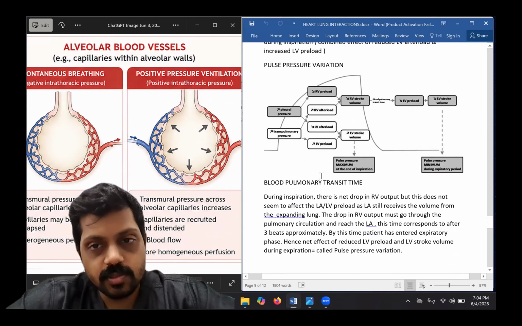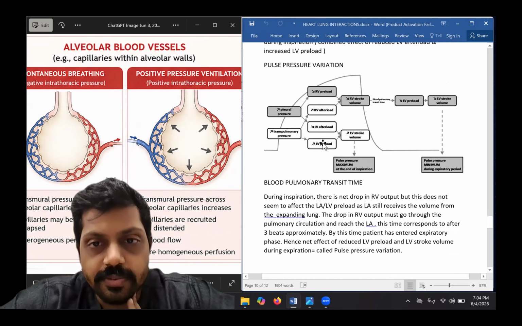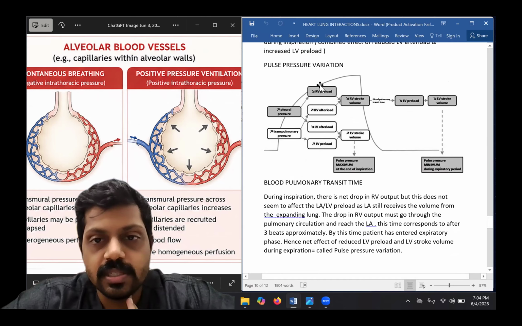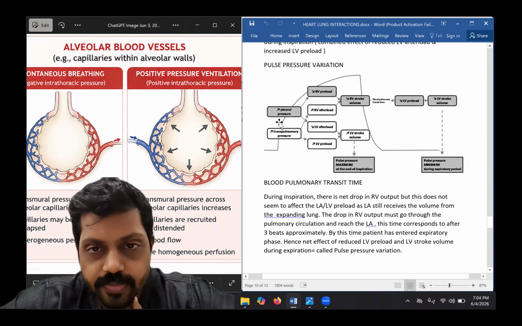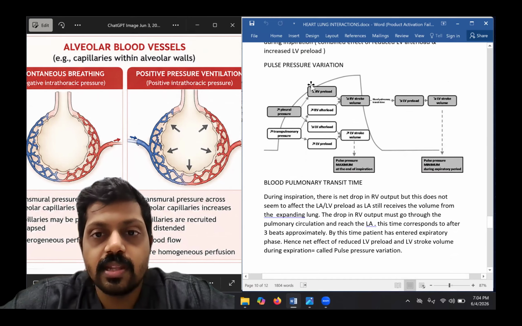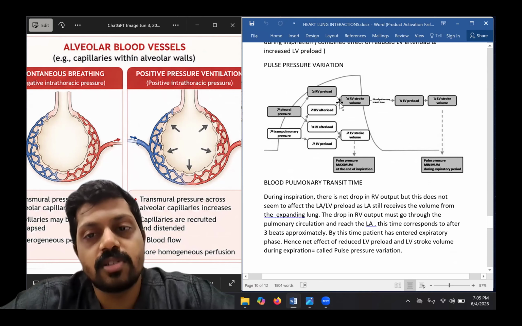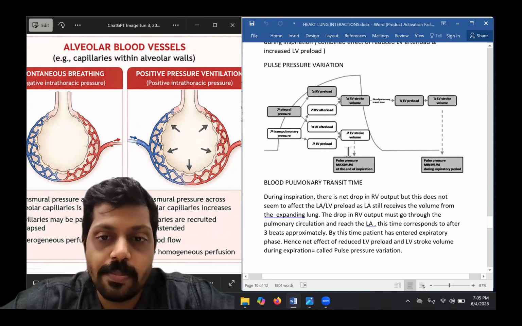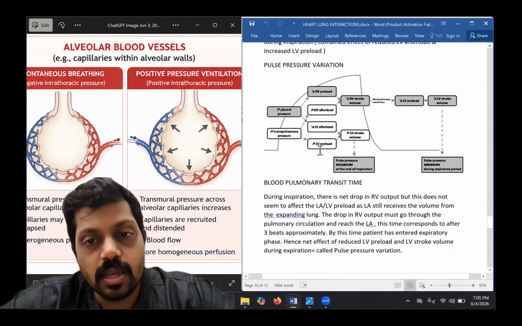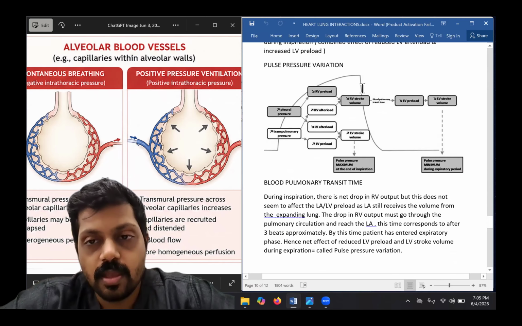So this one thing summarizes the entire heart-lung interactions. Doing positive pressure ventilation, in case of inspiration, what is happening? In the inspiratory phase, there is reduced RV preload and increased RV afterload, with the net effect of reduced RV output. At the same time, during inspiration, what has happened to the left ventricle? Reduced LV afterload and increased LV preload, causing an increase in LV stroke volume. So pulse pressure is maximum at the time of inspiration.